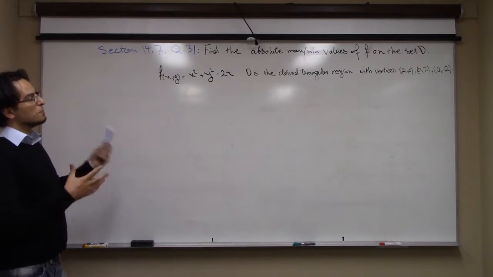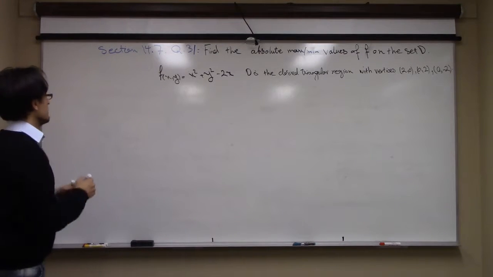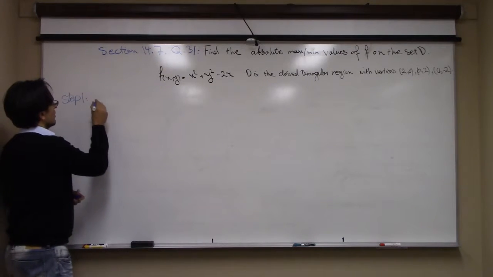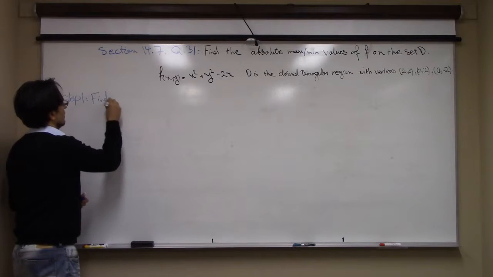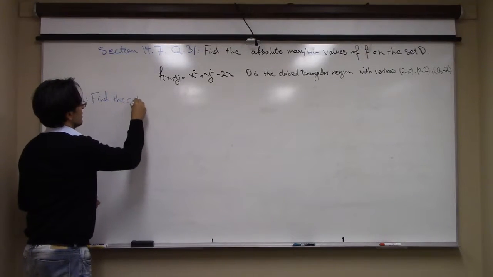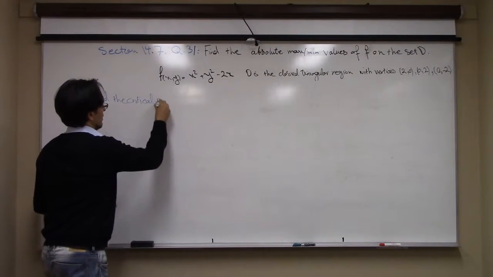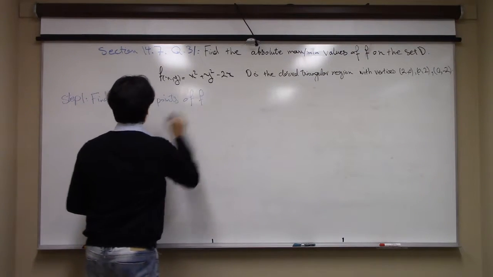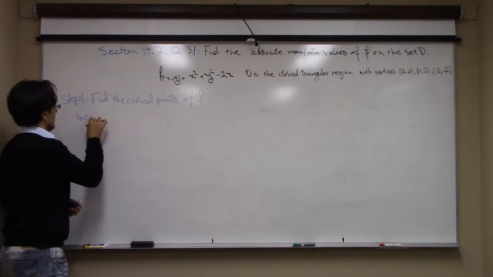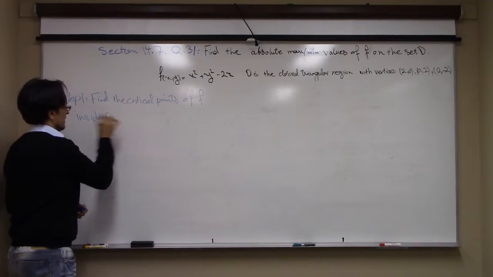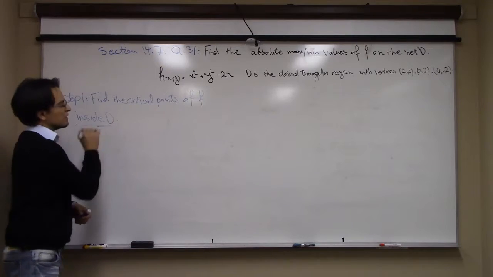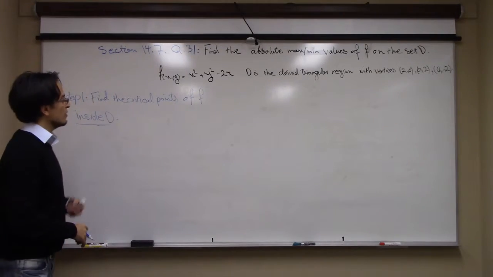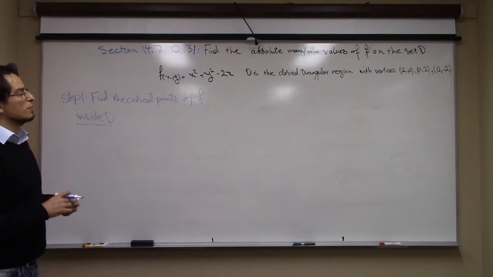As we know, the steps to find absolute max and min are: step 1, find the critical points of f inside D. So inside D is important. We might have critical points which are not inside D, and we won't consider those points.